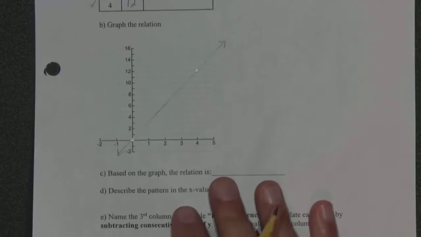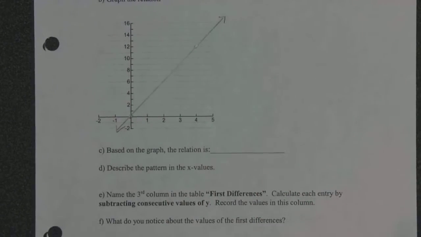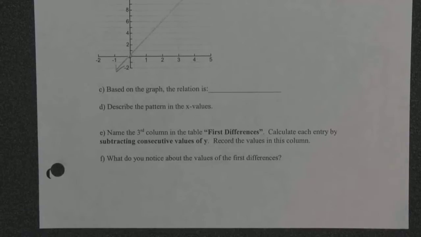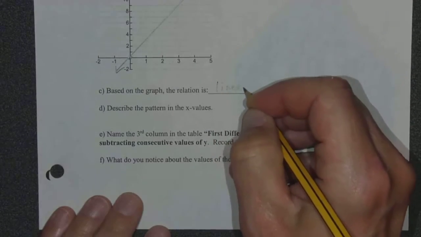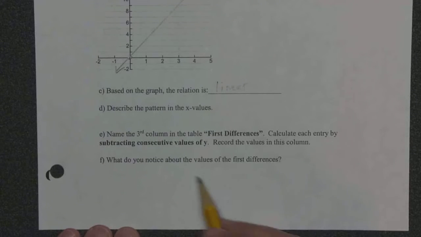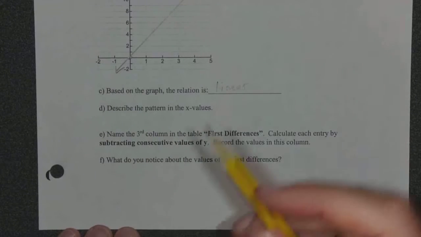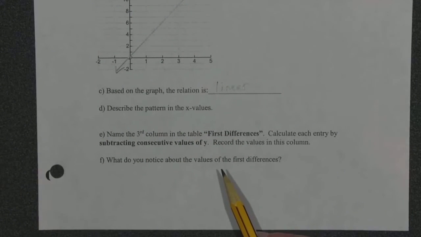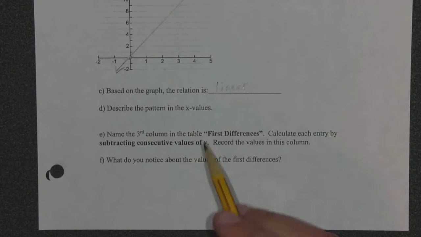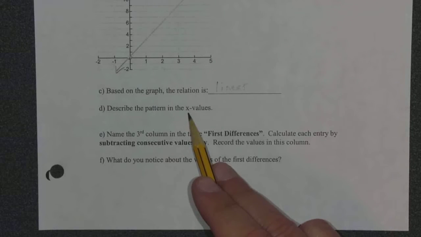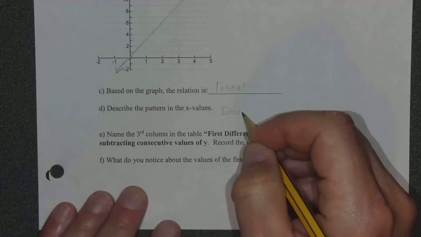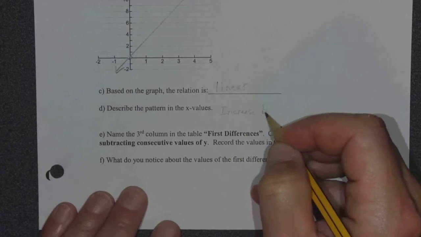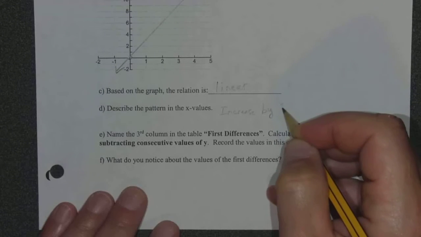So letter C says, based on the relation, the graph is linear. Linear meaning a straight line. Describe the pattern of your x values. So go back up to your table of values. Your x values are increasing by ones.